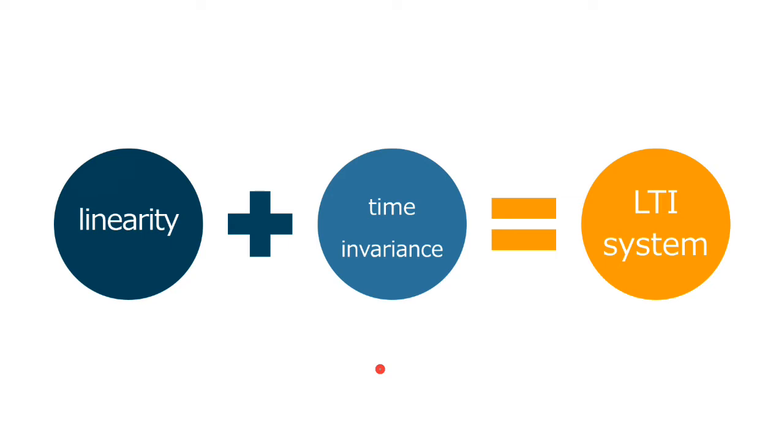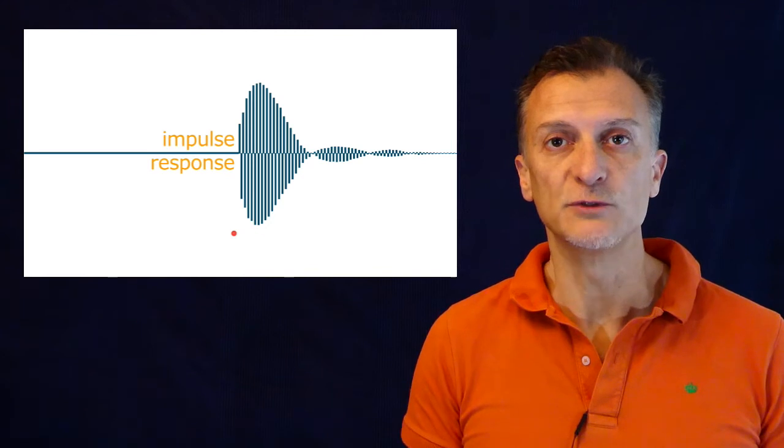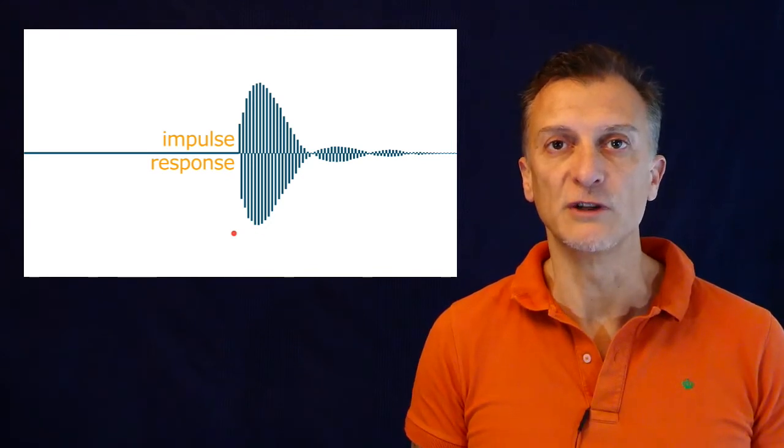To test an LTI system, we have a very important signal, which is the impulse. The impulse will inject a specific amount of energy, and we can see how it reacts. This is the impulse response, the response of the system to the impulse at the input. And this is a signature of the LTI system. A different LTI system will have a different signature, a different impulse response. If you know this impulse response, you know everything you need to know about this system.